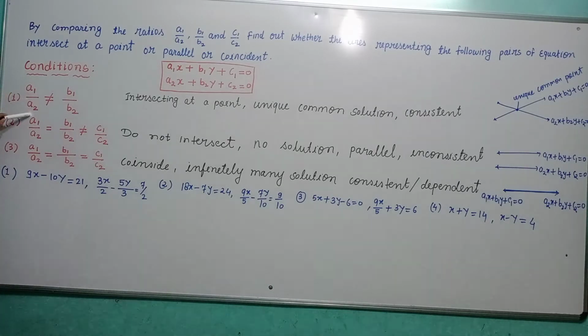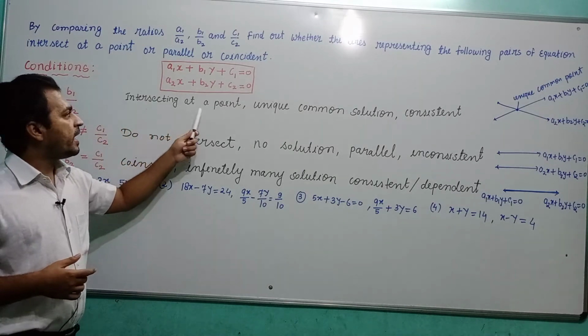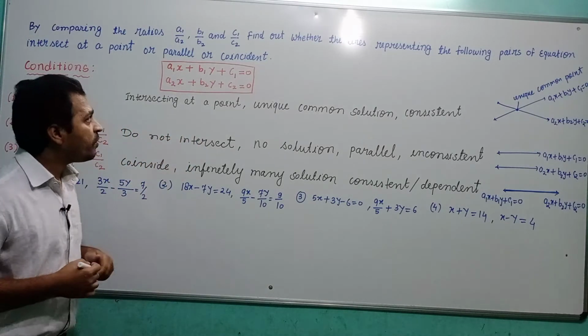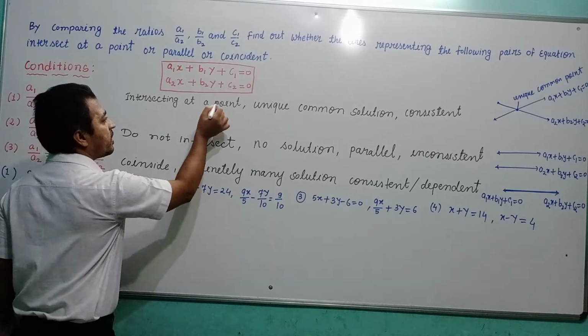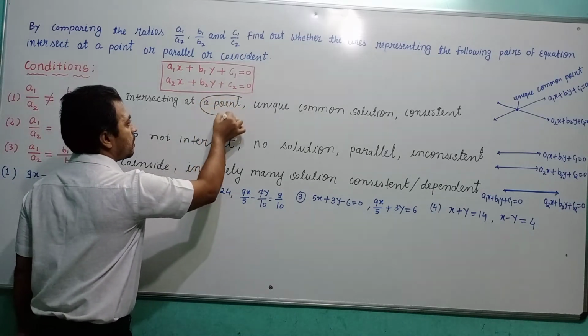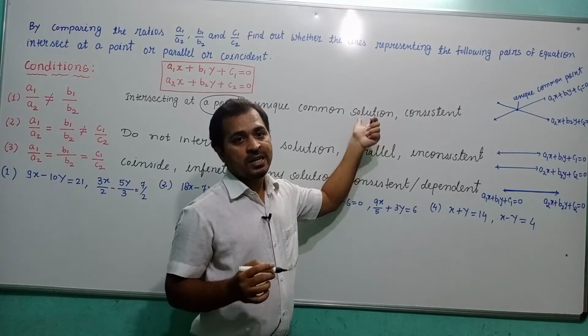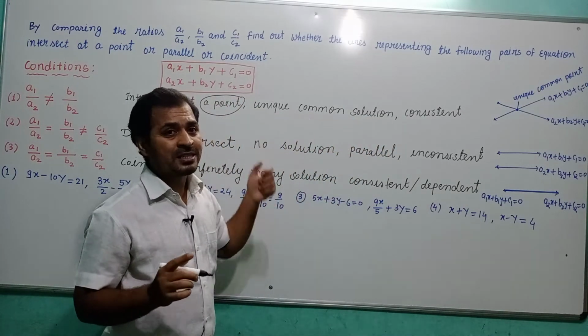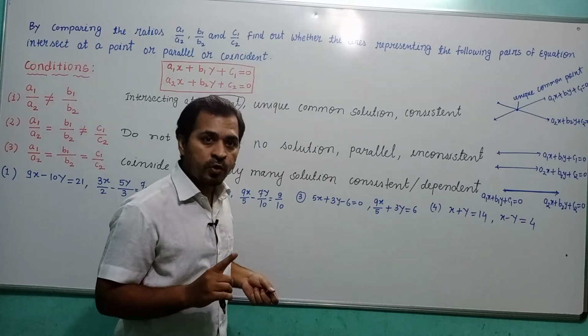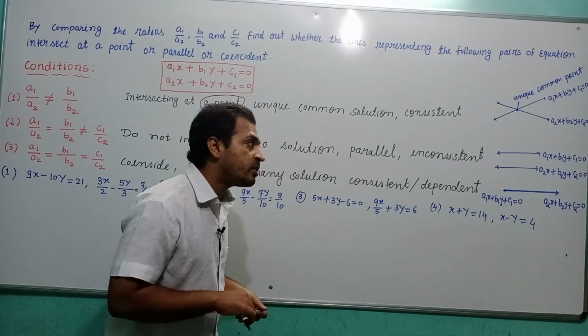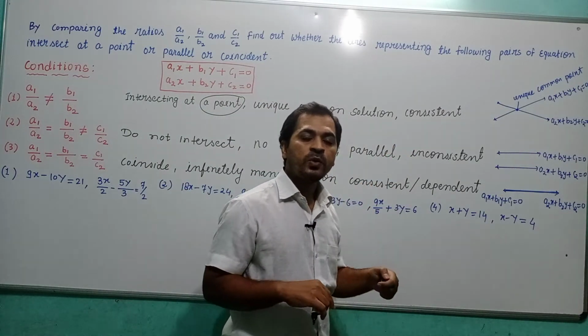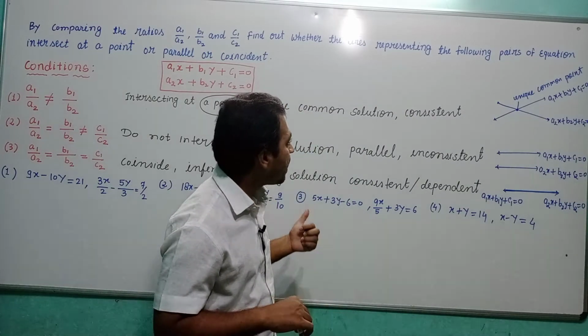If a1 by a2 is not equal to b1 by b2, it means the pair of linear equations will intersect at a point. It means there is a unique common solution. What is a unique common solution? It means there will be such a solution which satisfies both the equations. And you can say that those equations are consistent.